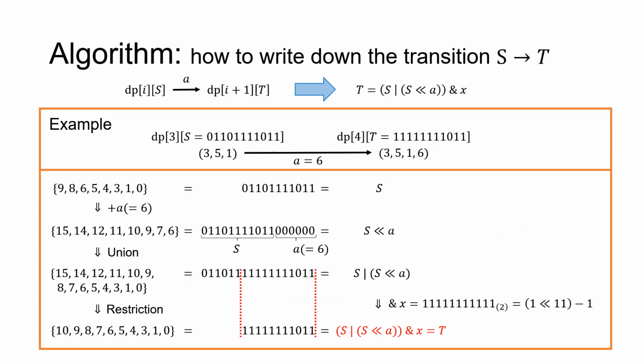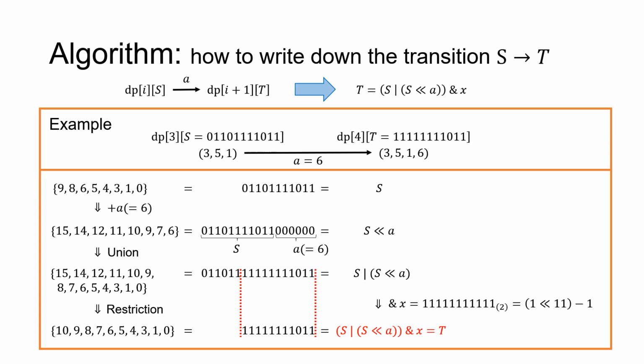We've defined the DP function, and now we consider the transition between them. For fixed i, S, and a, which is the value of dice i plus 1, what is the next state t? In conclusion, we can write t as in the formula on the right side. I'll explain it with the example below.